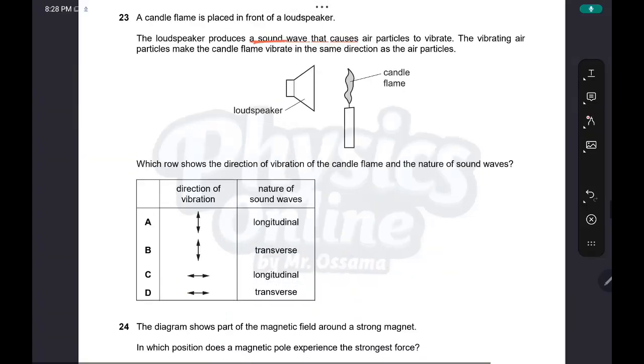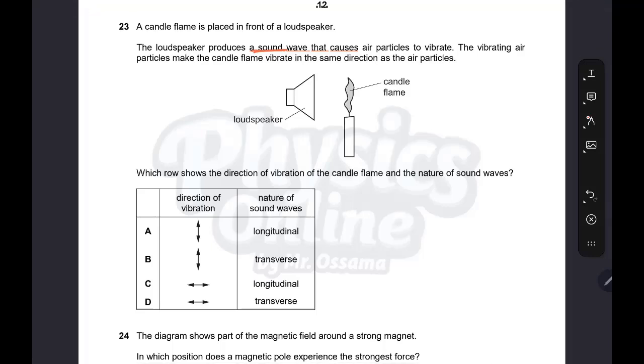Question 23. A candle flame is placed in front of a loudspeaker. The loudspeaker produces sound wave that causes air particles to vibrate. The vibrating air particles make the candle flame vibrate in the same direction as air particles. Which row shows the direction of vibration of the candle flame and the nature of sound wave?